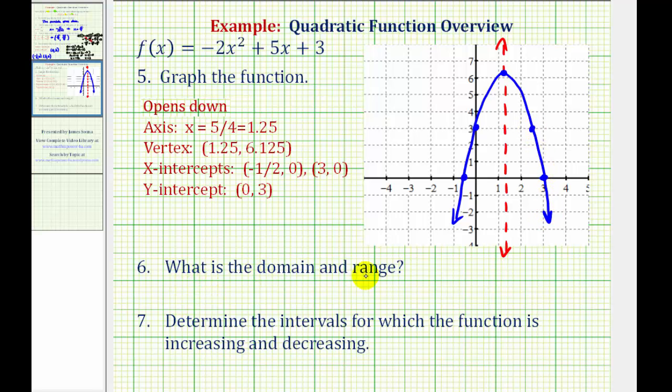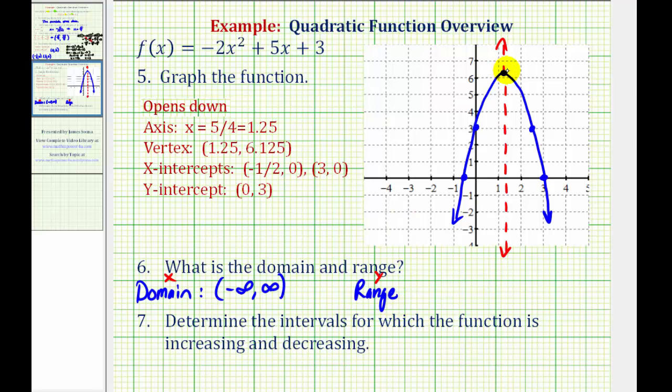Now we want to determine the domain and range of the function. Remember, the domain is a set of all possible x values, and the range is the set of all possible y values. So again, domain means x, range means y. Well, the domain of any quadratic function will always be all real numbers, which expressed using interval notation would be from -infinity to +infinity. Looking at the graph, it is moving down quickly, but it's also moving left and right forever, verifying our domain.